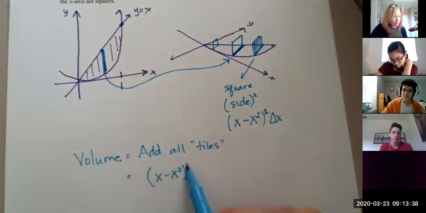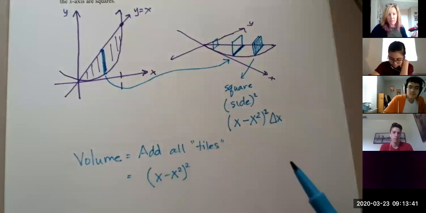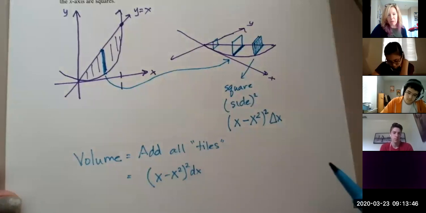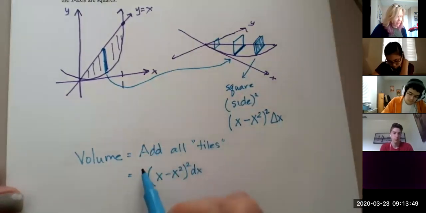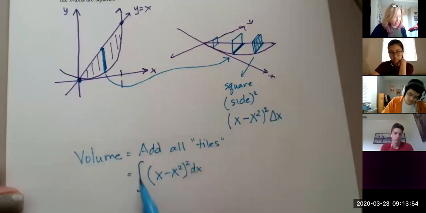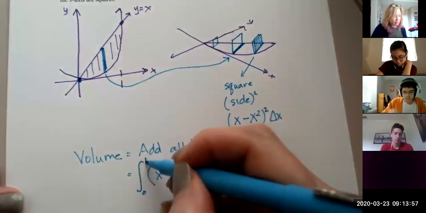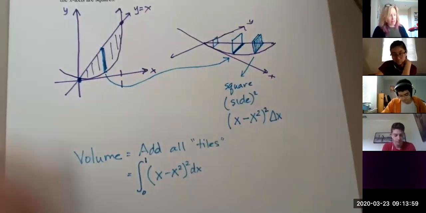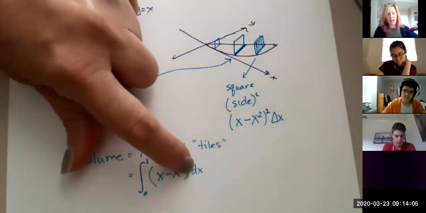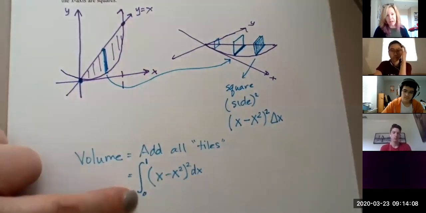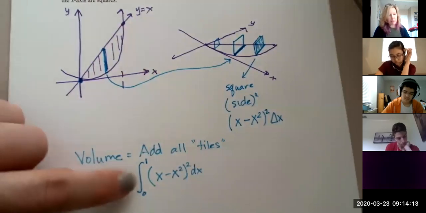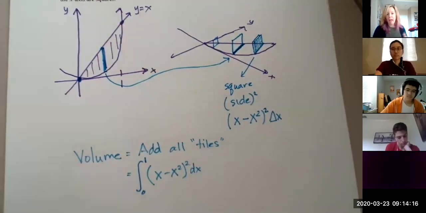Each square has a face that's x minus x squared, squared. It has a tiny little width on it that we're going to basically make 0. And I'm going to integrate it from the intersection points for the shape. So they intersect over here at 0, they intersect up here at 1. And so what I'm essentially doing right now is taking every single one of those little tiles that has a face that's a square and a tiny little width, and I'm adding them all together by integrating from 0 to 1.